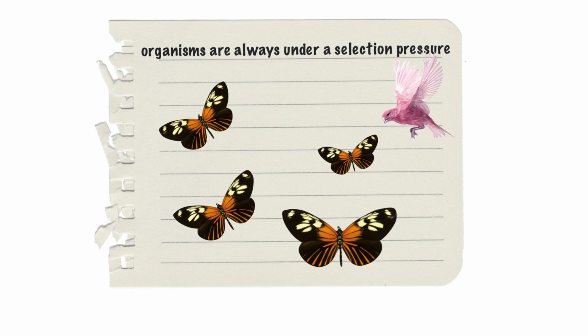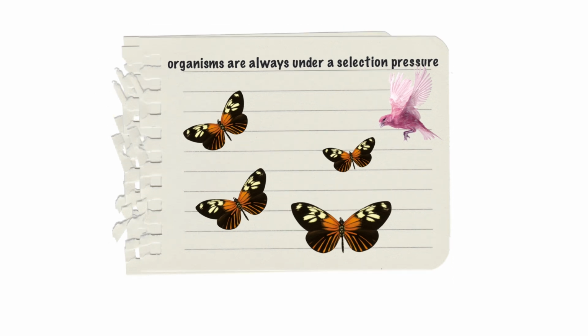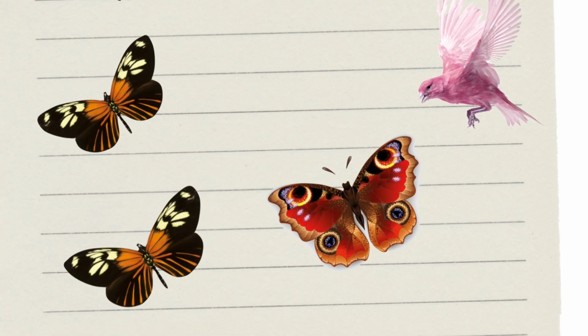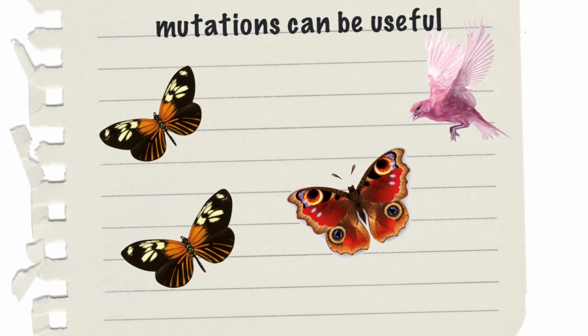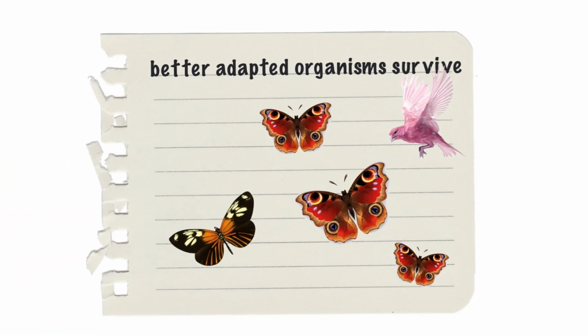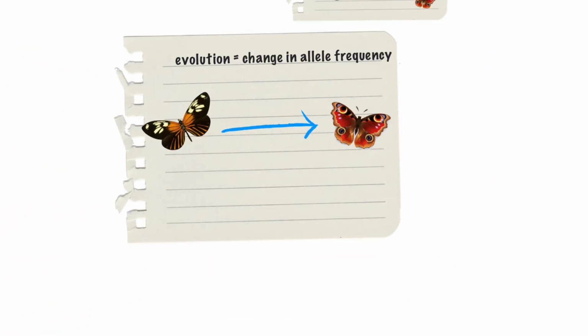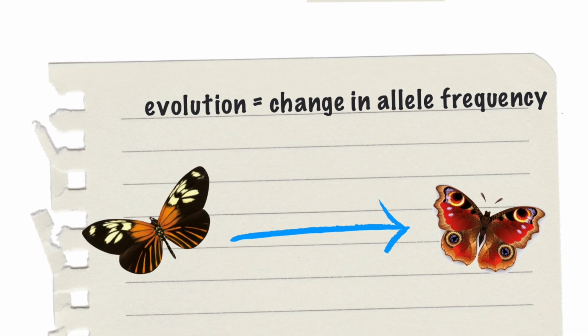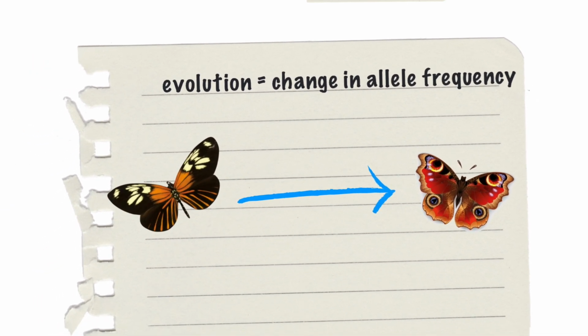To summarize, organisms are always under selection pressure. Mutations may be successful, like the mutation of having spots that look like the eyes of an owl to scare off predators. Now, those butterflies will reproduce fast and the allele for spots will be more frequent in this population. That's what we call a change in allele frequency, and that's the modern definition of evolution.